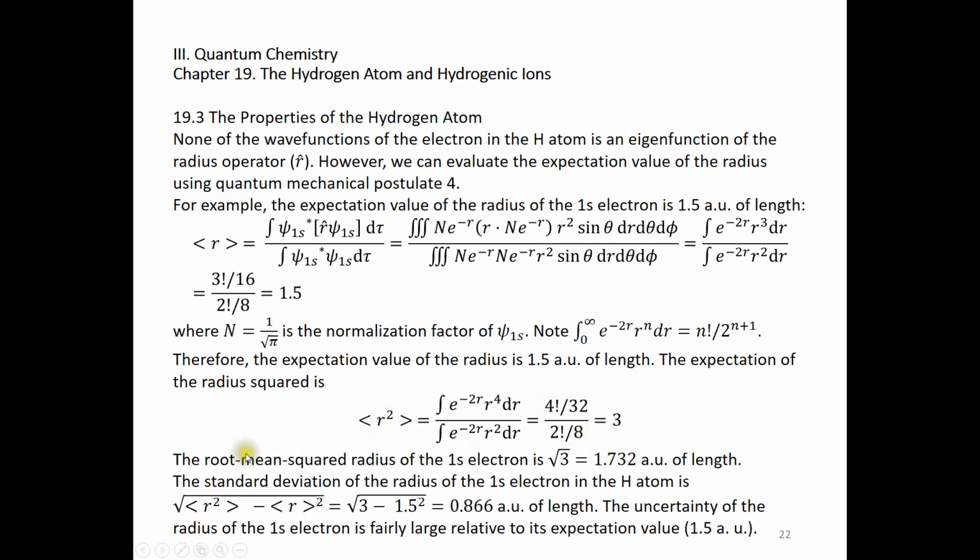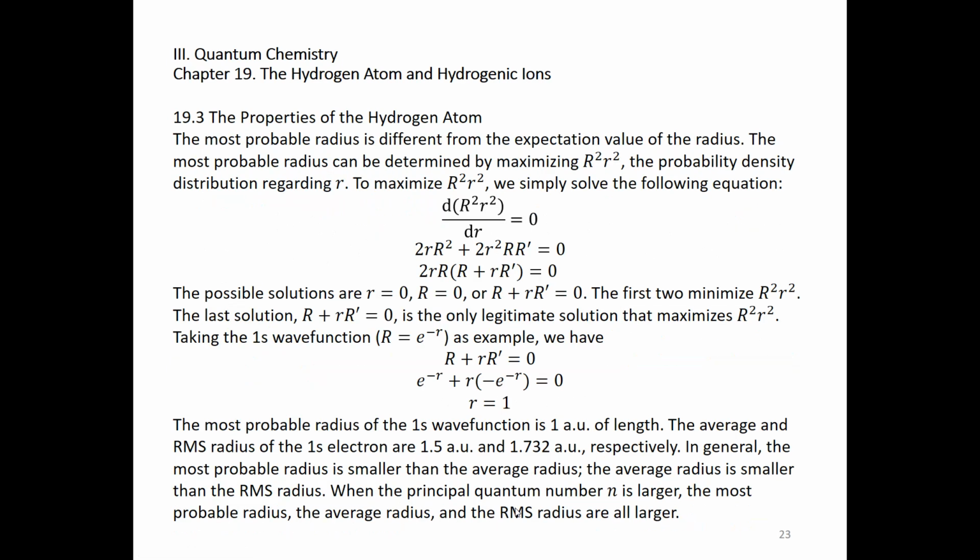And now we can even determine the standard deviation. It's just the square root of 3 minus 1.5 squared. We have the standard deviation for the radius of the 1s electron in the hydrogen atom. And this standard deviation is very large compared to the average value. The average is 1.5. And the standard deviation is about 0.9 atomic unit of length already. Remember, 1 atomic unit length is about 0.529 angstrom.